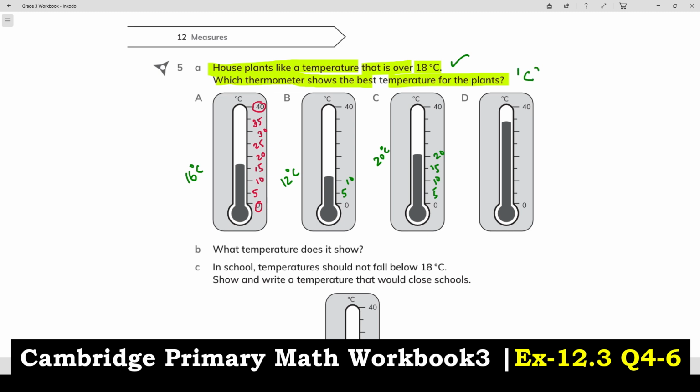Okay. And what about this one? This is 5, 10, 15, 20, 25, 30 and this is 35. It means it's near 35. Let's say this one is 33 degrees Celsius. Okay. What temperature does it show? This is the C thermometer. That one is 20 degrees Celsius.